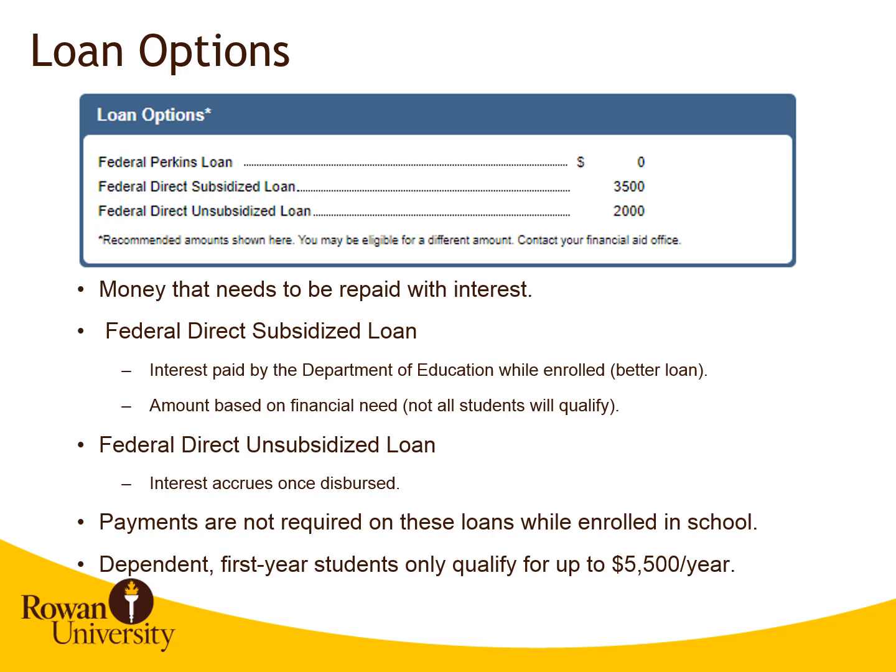There's two types of loans. Not everyone qualifies for both types of loans. So for example, the subsidized loan listed here, that loan is subsidized, meaning the government is paying the interest on that loan while the student is in school. And the unsubsidized portion, the interest accrues once the loan is dispersed. But in both cases, these loans do not require payment while the student is in school.